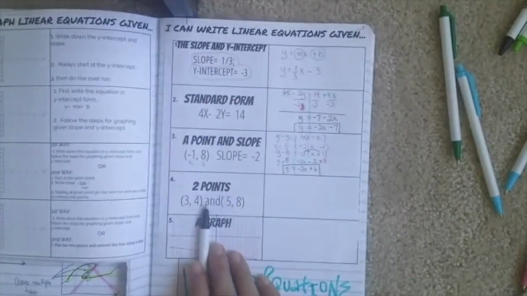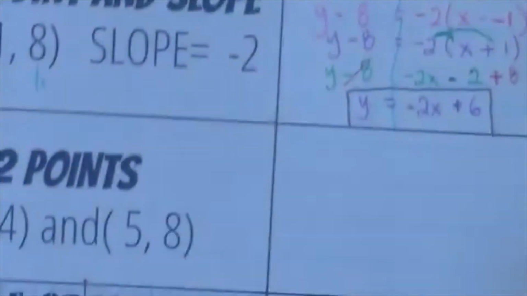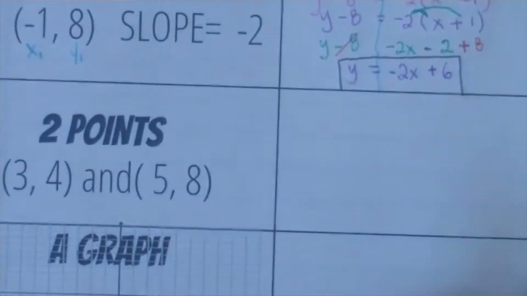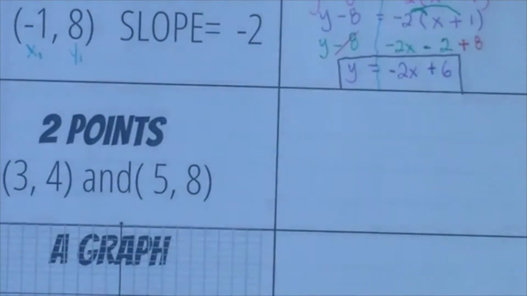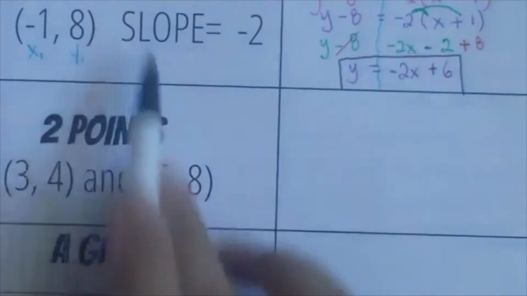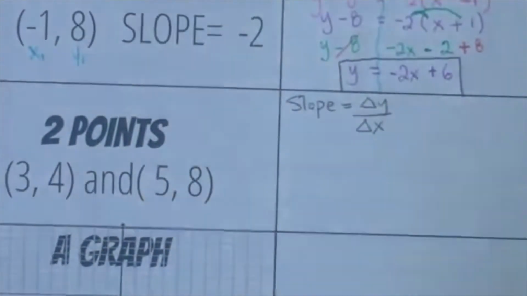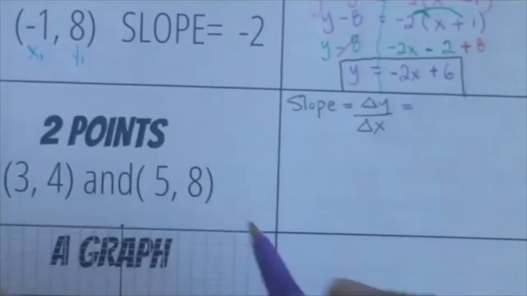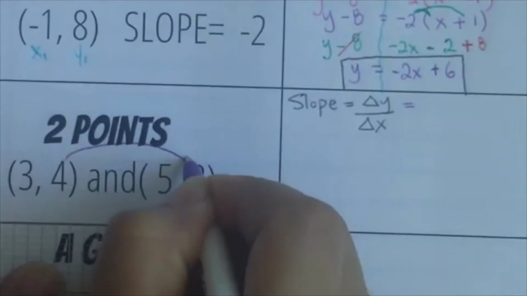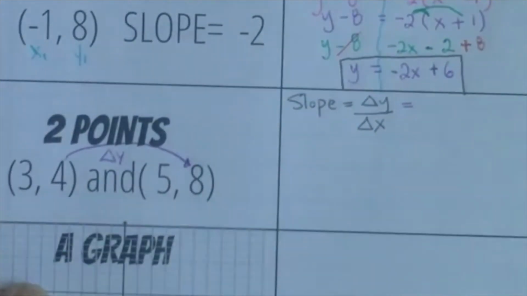I can write linear equations given 2 points. Again, 2 points is just the same as 1 point and the slope, with one difference: you have to first find the slope. So slope is the change in y over the change in x. So 4 to 8, how does that change? From 4 to 8, I add 4.